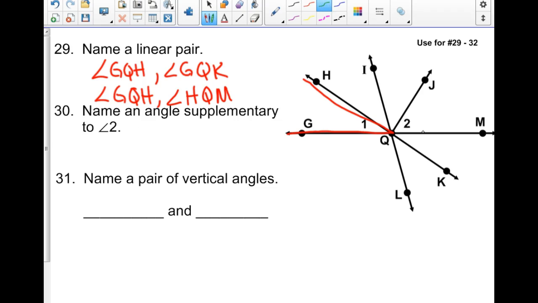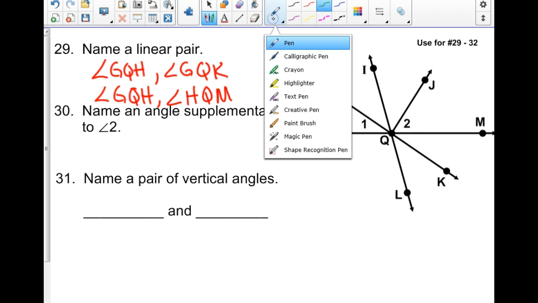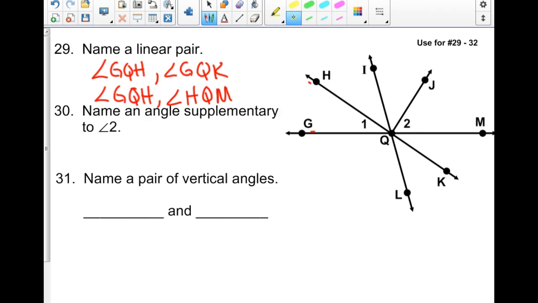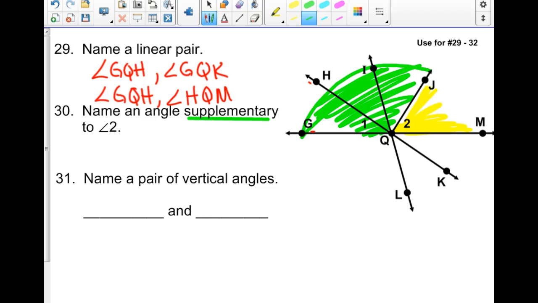Name an angle supplementary to angle 2. Now I have two answers for this one as well. Supplementary to angle 2 means it makes a straight line with angle 2. I'm going to highlight the interior of angle 2. Okay, there's angle 2. I need a supplement, which means adds to 180. So I need a whole straight line. So actually there's only one answer to this. It would have to be this whole angle, right? And that would be angle GQJ.